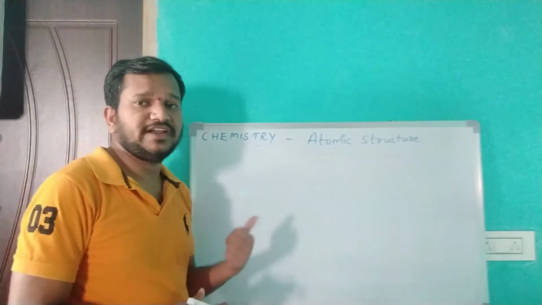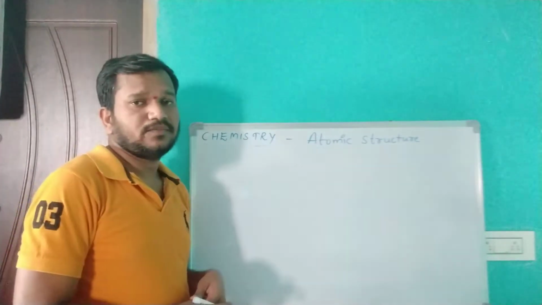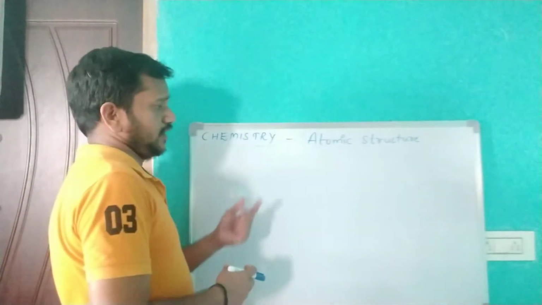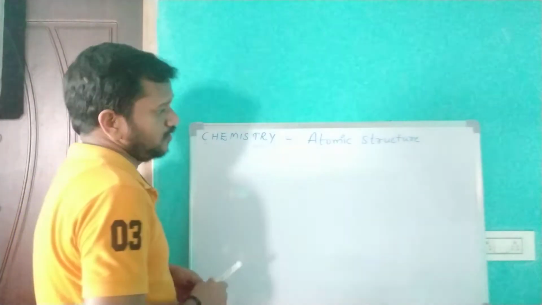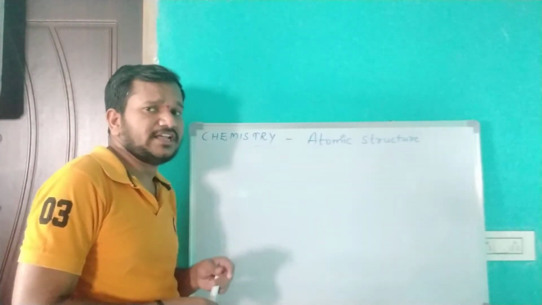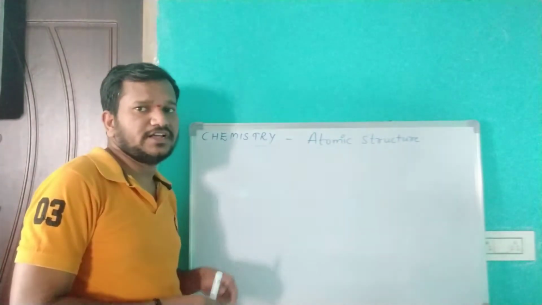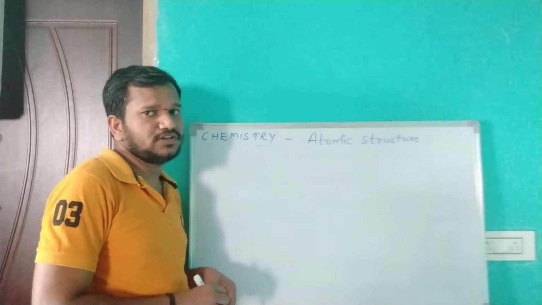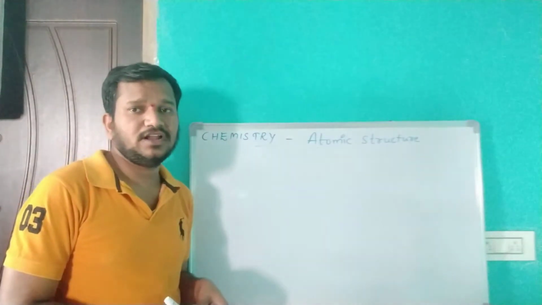Further, the atom is made up of three subatomic particles. They are proton, electron, neutron, and these three particles are called the fundamental particles of an atom. In order to explain the arrangement of these three fundamental particles, various models have been discovered. The first model is the Thomson atomic model, the second is the Rutherford atomic model, and the third is Bohr's atomic model of an atom.